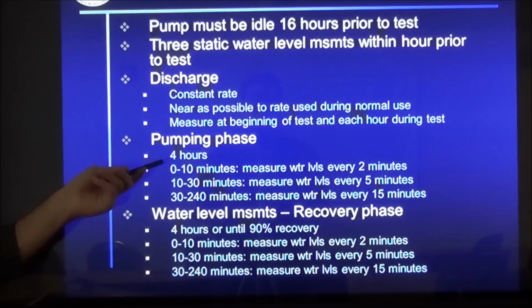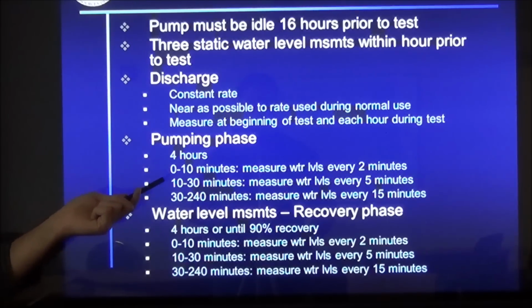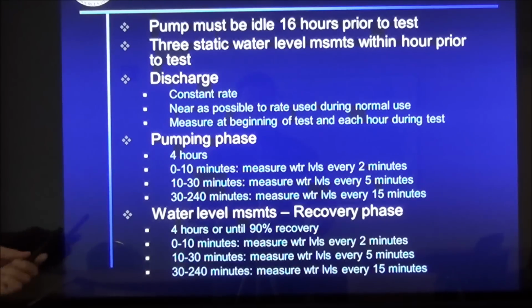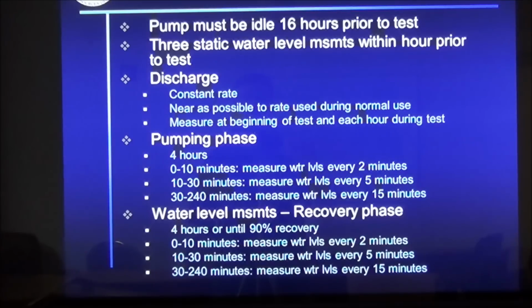For the first 10 minutes, water levels need to be measured every 2 minutes. Between 10 and 30 minutes, water levels are measured every 5 minutes. And then from 30 minutes until 240 minutes, you measure water levels every 15 minutes. Now, for the recovery phase, after you turn the pump off, it has to go at least 4 hours or until 90% recovery. So the water level is 90% of the original static water level before you started the test.